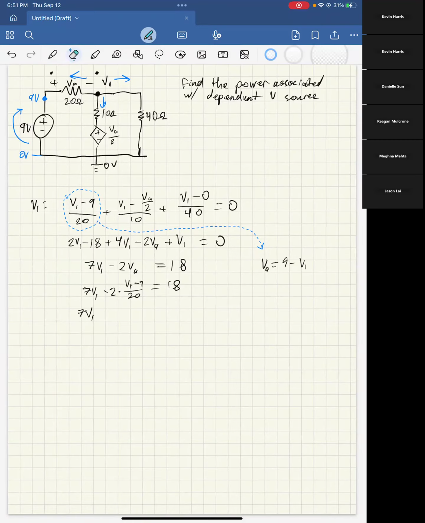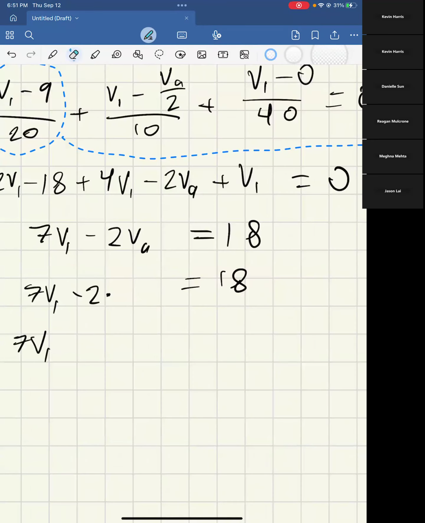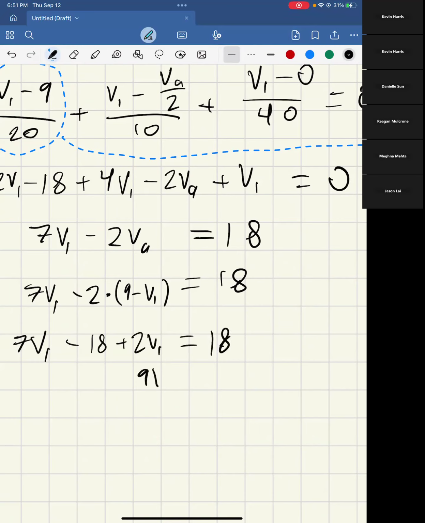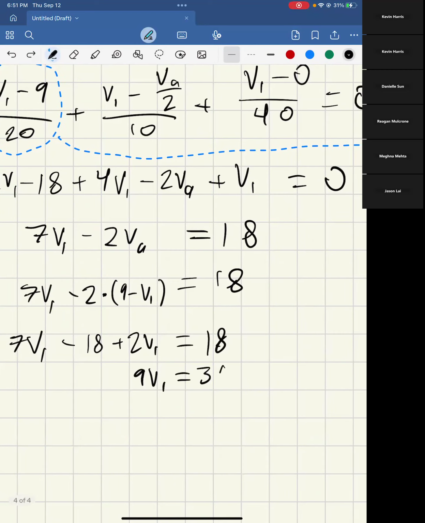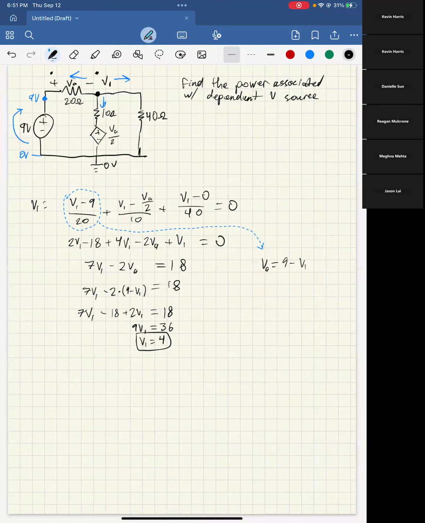So now, instead of this, you get minus 2 times 9 minus V1. Then you do some more math: minus 2 times 9 is 18, plus 2V1 equals 18. 9V1 equals 36. I wrote 38, but that's a 6. And then V1 will just equal 4. That's your V1.